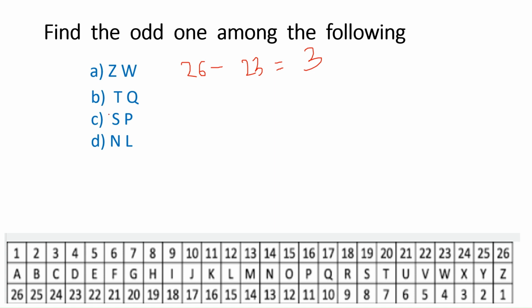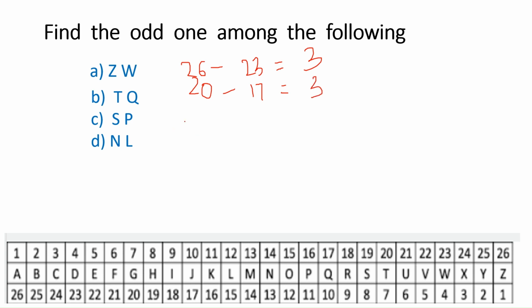Now see for the remaining numbers also. So B is how much? 12. Option B is having T and Q. T minus Q you have to do, that is 20, and Q is nothing but 17. 20 minus 17 is also 3.